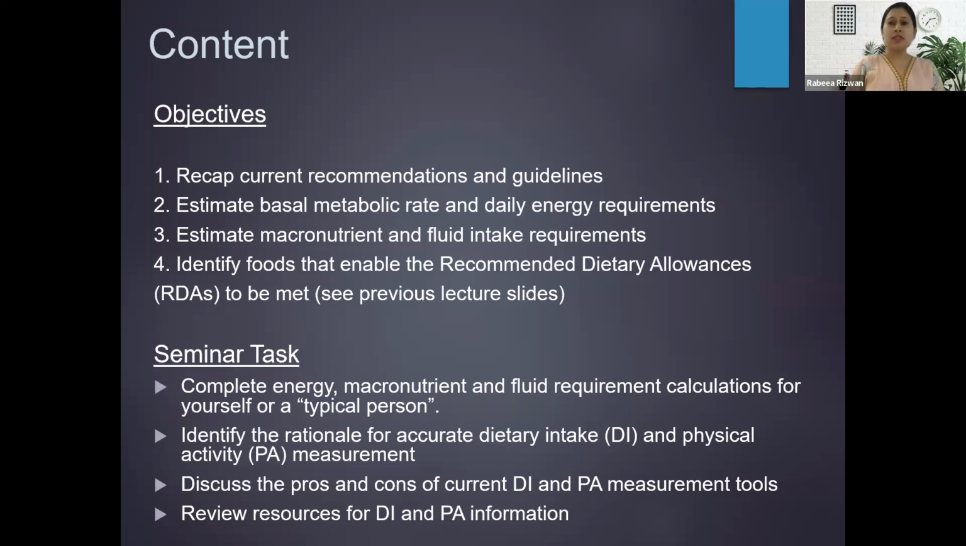Then there will be a discussion tutorial among your colleagues, in which you will cover complete energy, macronutrient, and food requirement calculations for yourself or a typical person, identify the rationale for accurate dietary intake and physical activity measurement, discuss the pros and cons of current dietary intake and physical activity measurement tools, and review the resources for dietary intake and physical activity information.